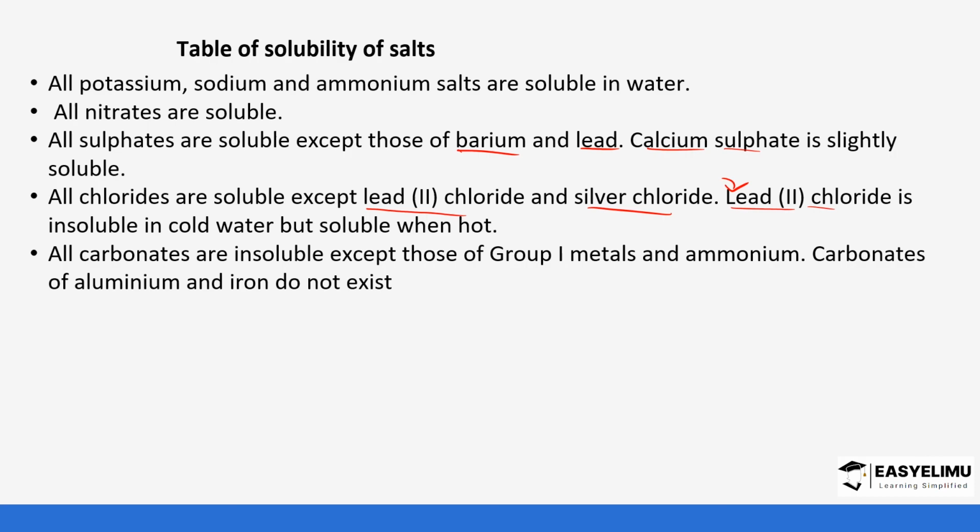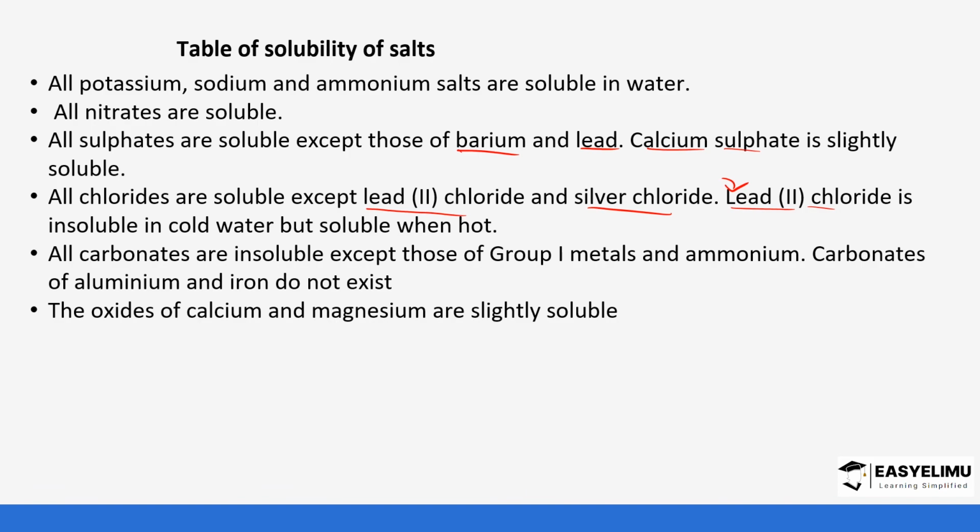All carbonates are insoluble except for group 1 metals and, of course, ammonium salts. So in the same case, you see we are repeating potassium and sodium. We know we also have lithium in group 1. So their carbonates are usually soluble. The carbonates of aluminium and iron do not exist.